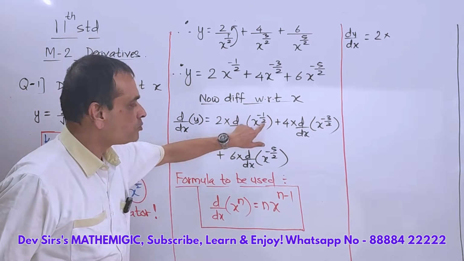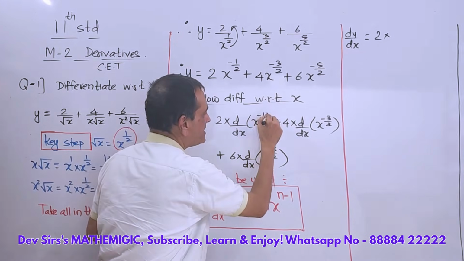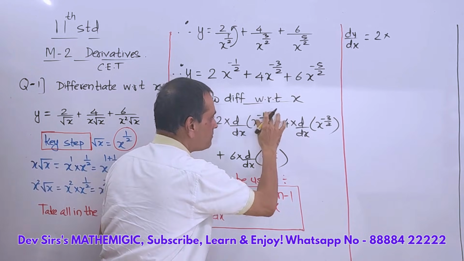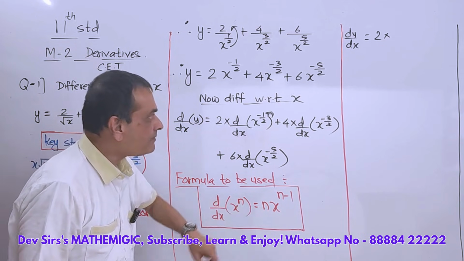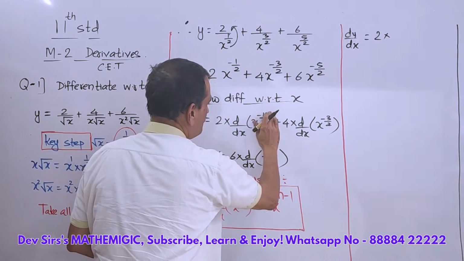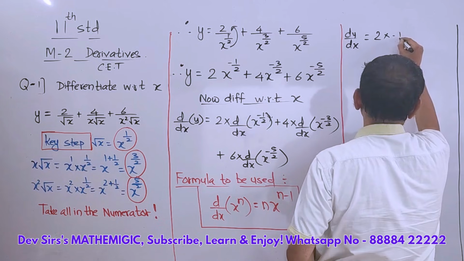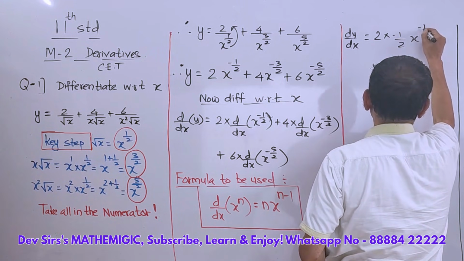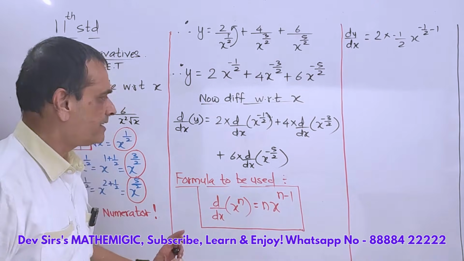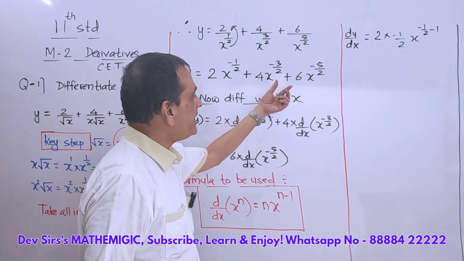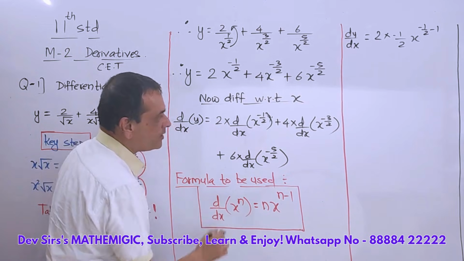d by dx of x raised to n, what is the formula? n comes in front. Here n is minus half. So what does the formula say? n comes in front, x raised to n minus 1. So what will happen here? Minus half comes in front, x raised to minus half minus 1. Simple. Everywhere. That is the reason that we have converted into x raised to n and brought it in the numerator, so that everywhere I am going to use the formula for x raised to n.